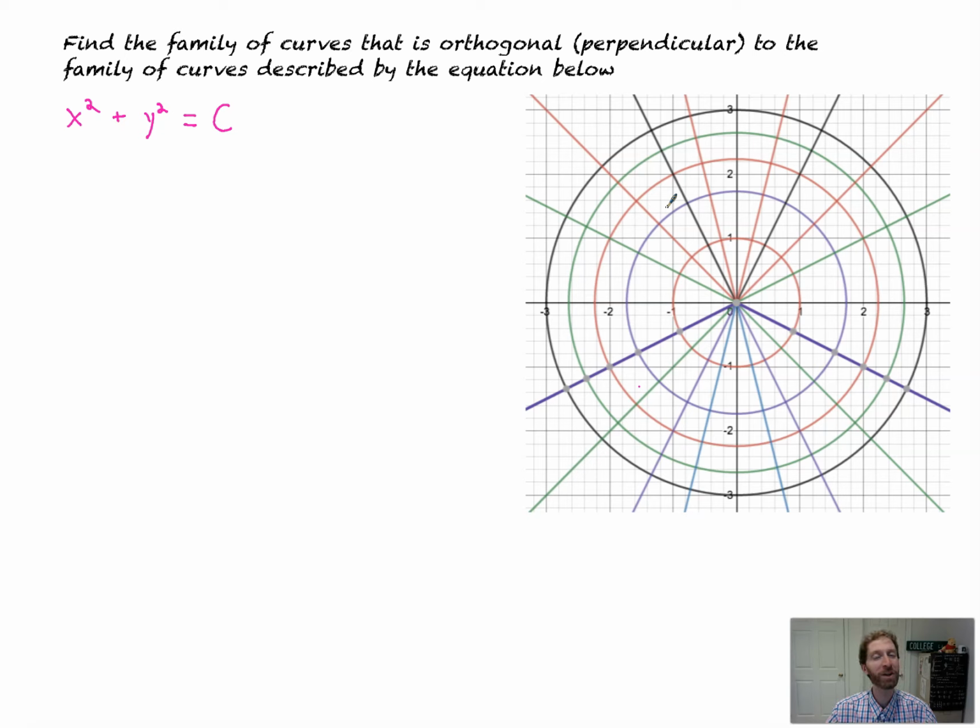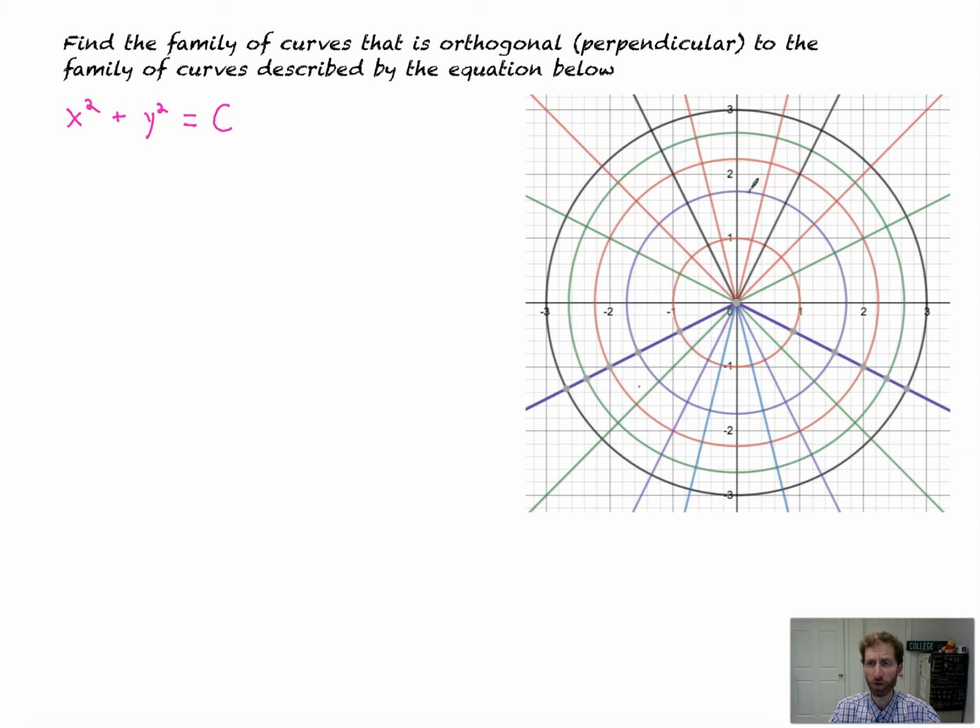Oh yeah, here we go. One of the lesser known examples, but one that is sometimes asked by college professors and AB and BC teachers. So here we have it. It says find the family of curves that is orthogonal or perpendicular to the family of curves described by the equation below. So you've got this family of curves, x squared plus y squared equals c.